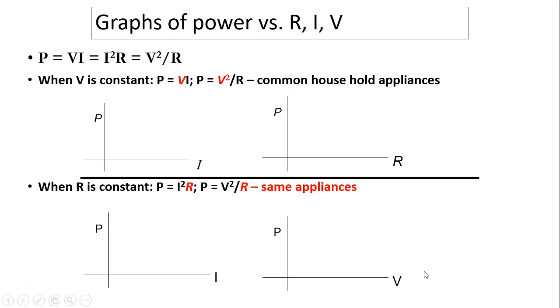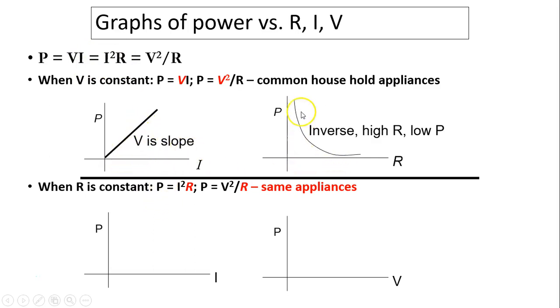Graphs of power versus R, I, and V. So again, what the graph looks like depends on what is constant. When V is constant, P is directly proportional to I. When V is constant, P is inversely proportional to R. So we can't really graph I squared and R when V is constant because both are changing here. So here V is the slope in this case. In this case, it's inversely related to R.